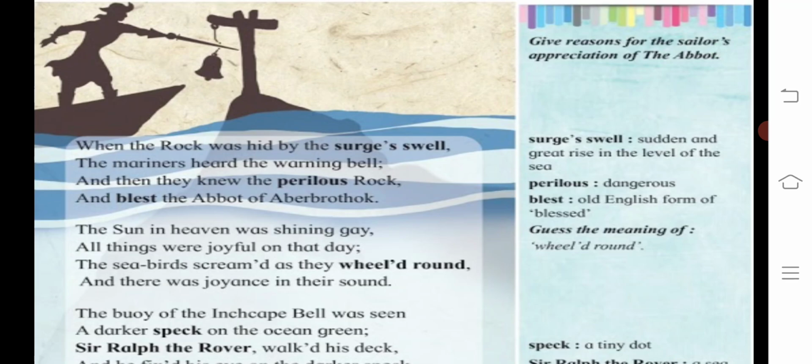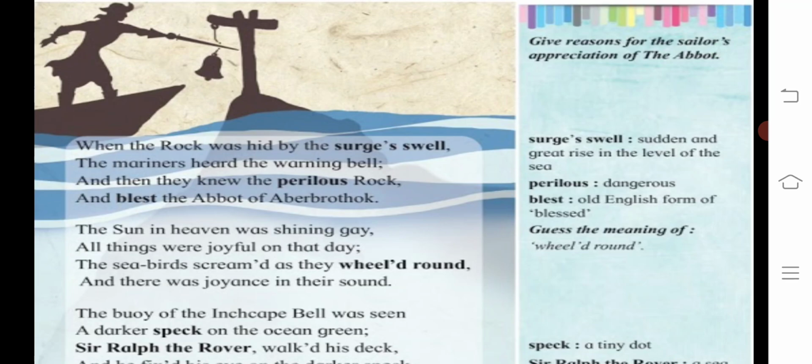So on that day it was a very sunny morning. Everywhere the sun was shining smoothly, and things were very joyful. Everywhere there was happiness. The seabirds screamed as they whirled round, and the seabirds on the sea were screaming in such a manner as if they were enjoying the atmosphere, and there was joyance in their sound, and one feeling could be sensed in the sounds of the seabirds, and that was only joyance.